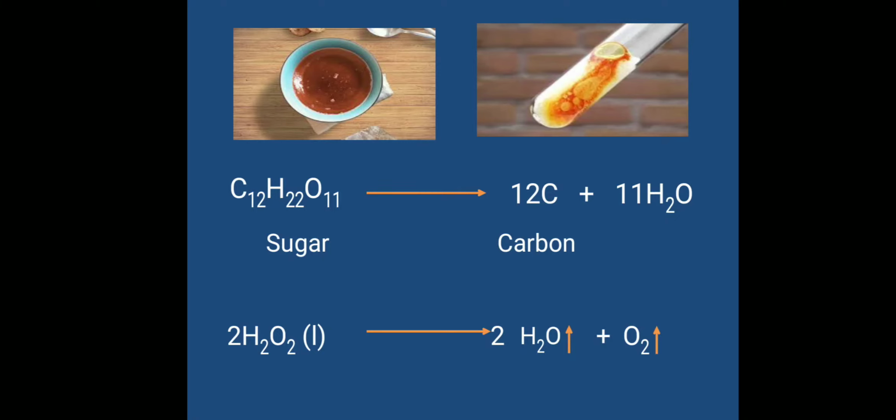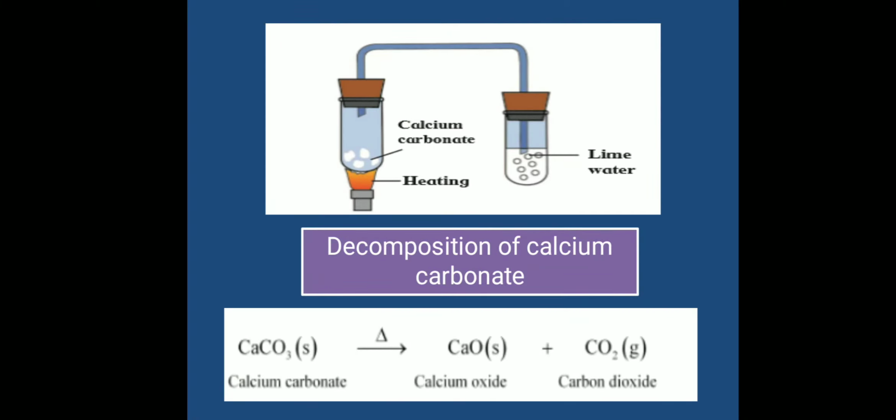Next example, decomposition of calcium carbonate. Calcium carbonate undergoes decomposition reaction and carbon dioxide gas is formed. And when this carbon dioxide gas passes through lime water, the lime water turns milky. So the reaction is calcium carbonate, on heating, gives calcium oxide plus carbon dioxide gas.